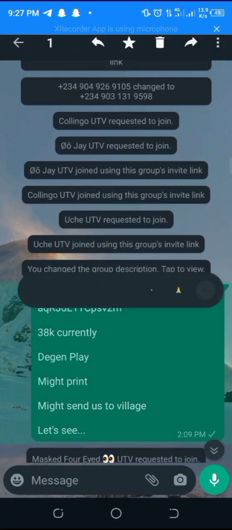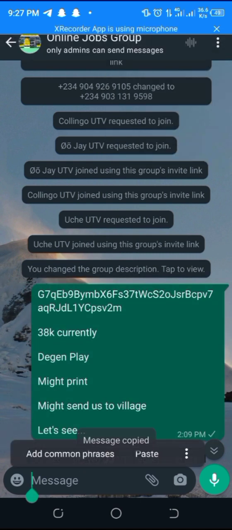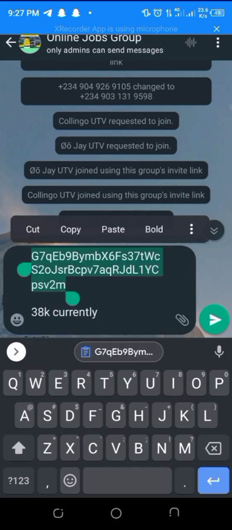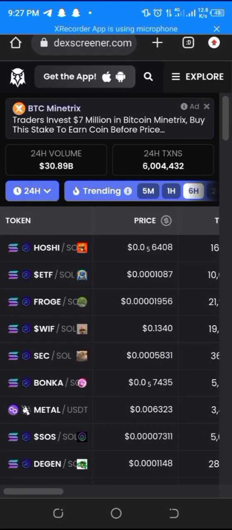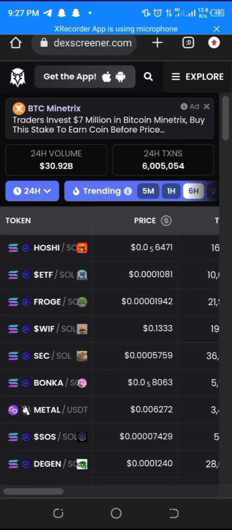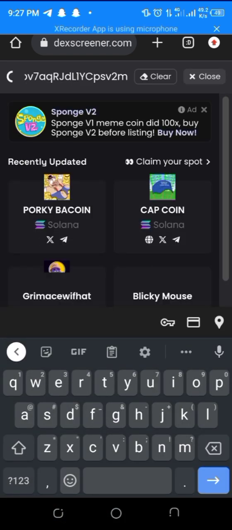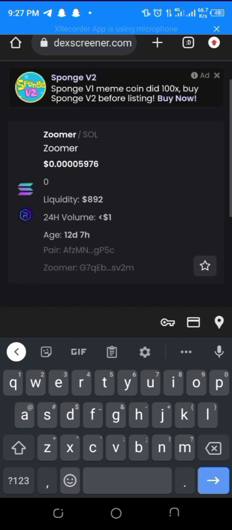I don't know if this one still exists, if the coin is still active. So you can see the CA at the top. CA means contract address. Now let's check if this one is still alive. Once you copy the CA, you click on this search icon here, right? Then you paste the CA there. Once you paste the CA, you click on search. Now the name is Zuma, if I'm not mistaken. You can see it has brought the details.